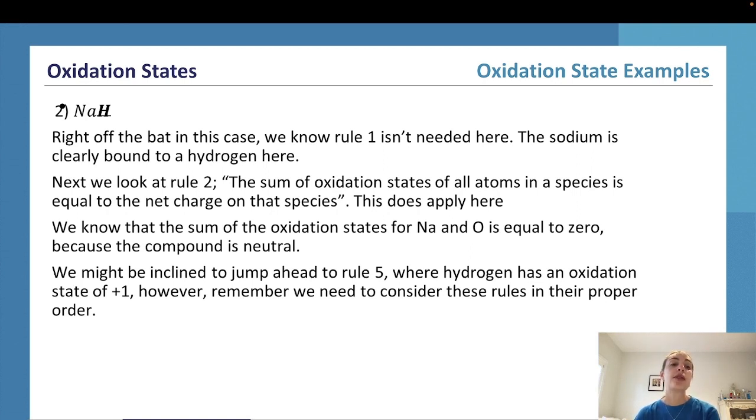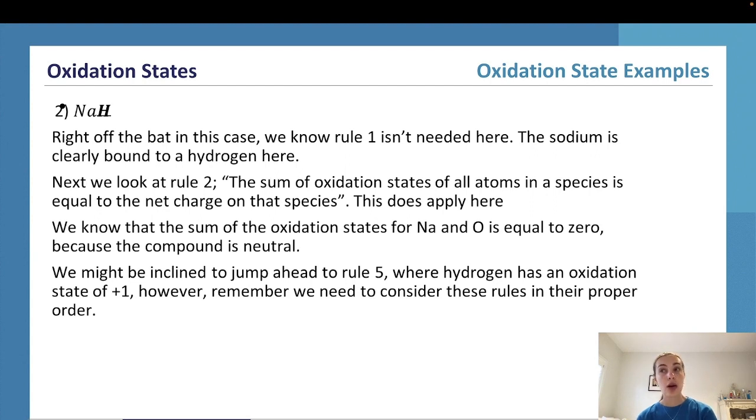So we would say that sodium is going to be +1, and so if sodium is +1 and we want the entire molecule to equal 0 for its charge because the compound is neutral, we know that the sum of the oxidation states for sodium and hydrogen is going to have to add up to 0. So if we have +1, we have to add +1 with what is going to give us 0. So hydrogen is going to have to be -1. So we'd have +1 for the sodium and -1 for the hydrogen as the oxidation states.